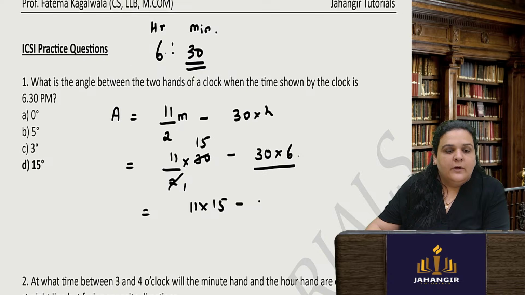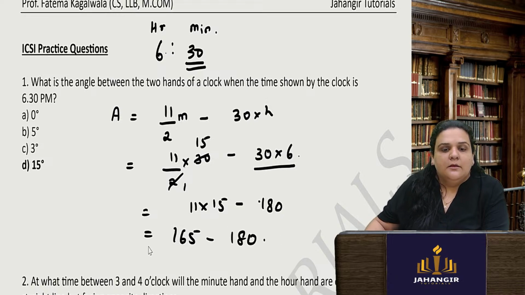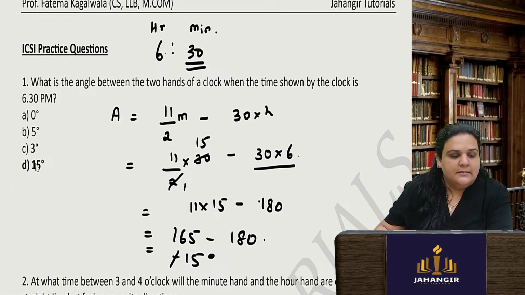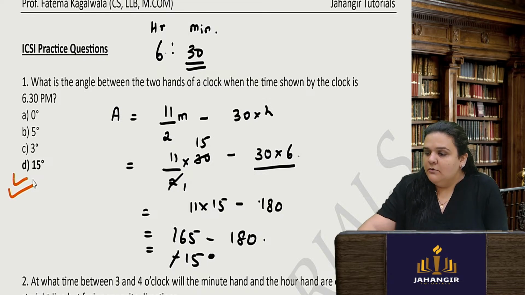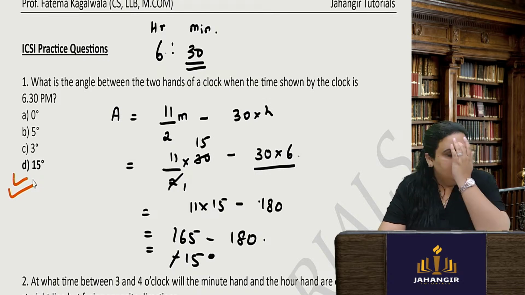Okay, 180. 165 minus 180. I'm getting the answer as minus 15. Ignore the minus sign. 15 degrees is the right answer. Okay, right? Now there is one more small shortcut in finding this answer. I will show you that.